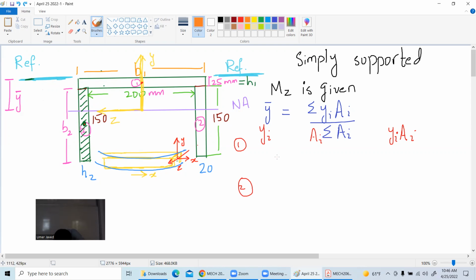So y_i is 1 over 2 h1. A_i, you have to do it yourself. And then similarly, you have to find the y_i of this one. Do it.